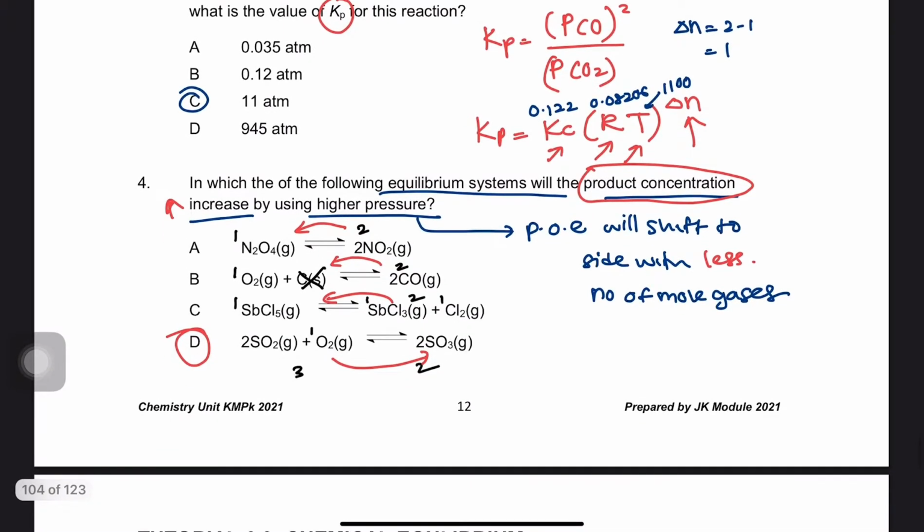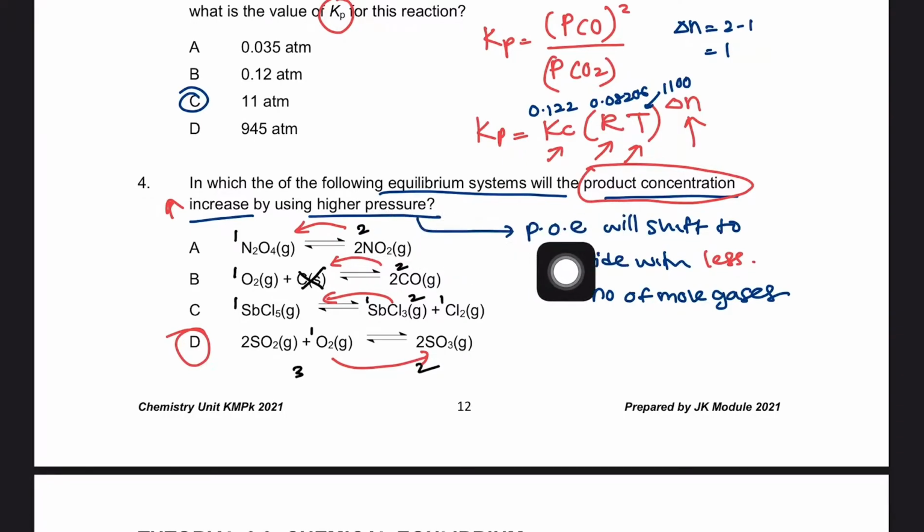So question number 4 here. In which of the following equilibrium systems will the product concentration increase by using higher pressure? Remember, when you increase the pressure in a system, the position of equilibrium will shift to the side with fewer moles of gas. So your job now is to predict where the fewer moles of gas are, and by right that should be the product side, because they want to increase the product concentration using high pressure.